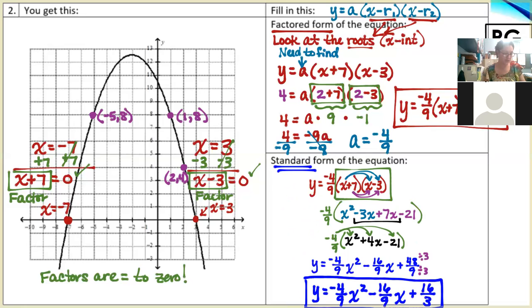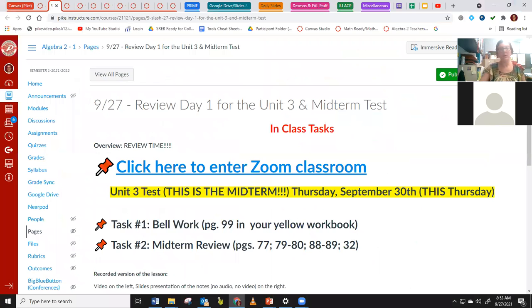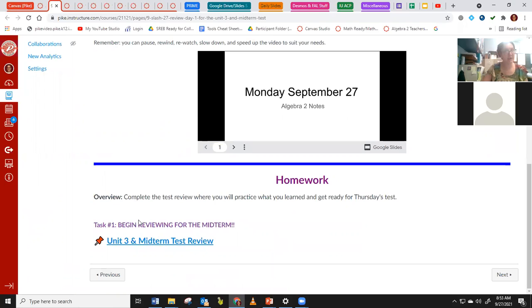All right, here's what I need you guys to do for tomorrow. You're going to continue working on reviewing for that midterm exam. Today's lesson page down here at the bottom, Unit 3 and Midterm Test Review. Please click on that and complete that. There's about 20 questions on there. It's not due until the day of your midterm, which is Thursday, but I need you to open it up and work through every piece you can. So anything you have questions on, you have time to ask me about.